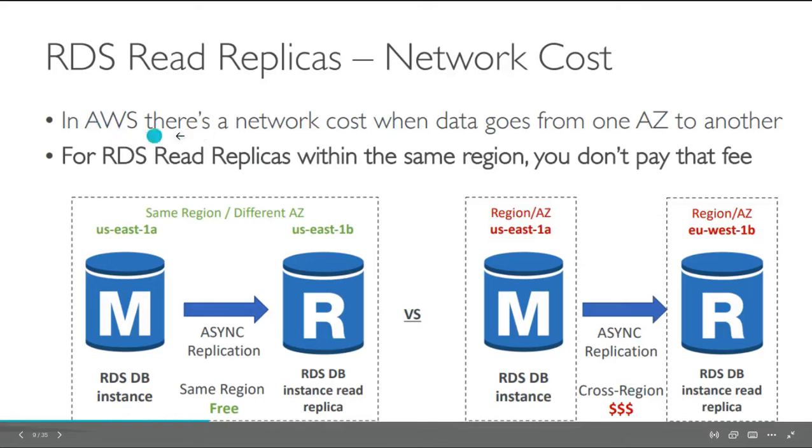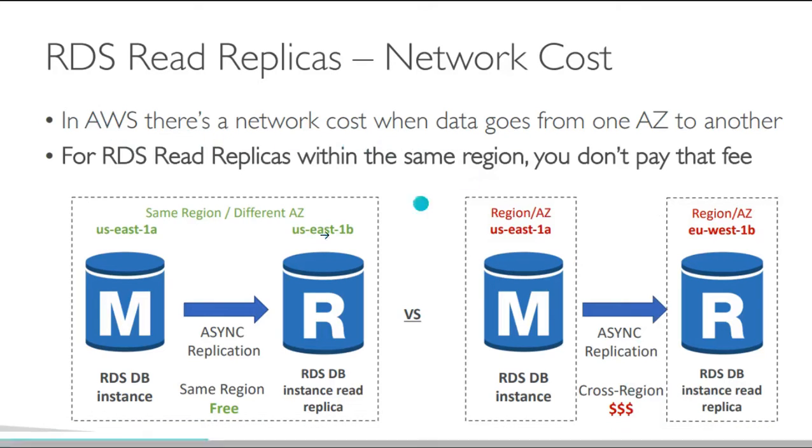So in AWS, there's a network cost when data goes from one AZ to another, but for read replicas, you don't pay for different AZ, but for different region you have to pay. So for read replicas within the same region, you don't pay the fee, but if it is in a different region, you pay the fee.